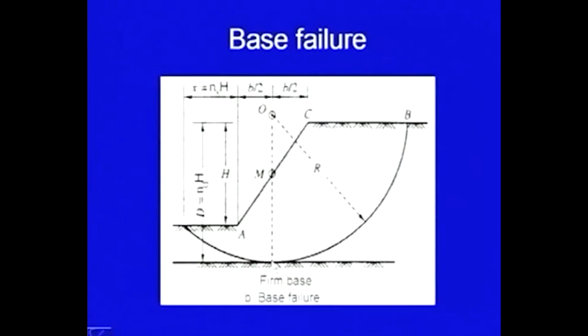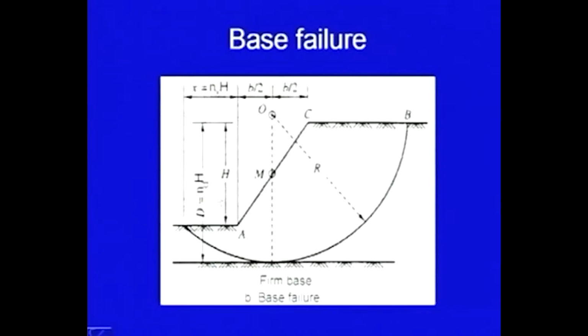This is the firm base, it is a base failure. So, the circle is tangential to the base, and the base we are assuming to be horizontal. So, the center has to lie here. This line and the horizontal line should be perpendicular to each other. Here O is the center of the circle, and these are the parameters. H is the height of the slope, and the base is situated at Nd times H depth below this level.